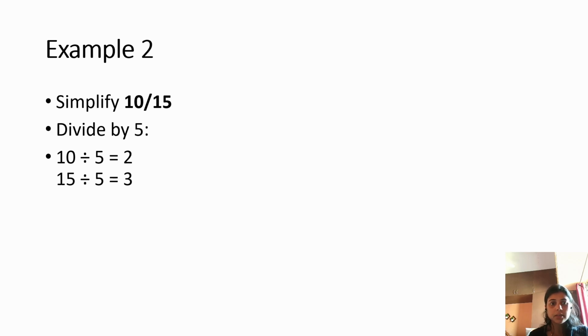So we can divide both the numerator and denominator by 5. Okay. So what will we get? 10 divided by 5, we will get 2. 15 divided by 5, we will get 3. So the simplest form of 10 by 15 is 2 by 3. Okay. That is the simplest form. In this way we do.